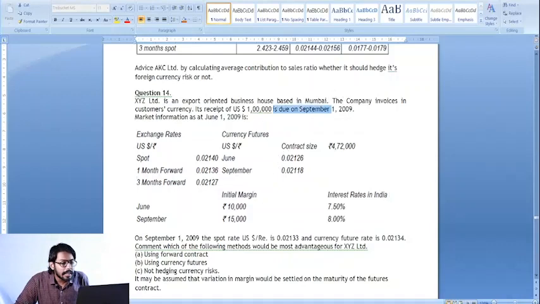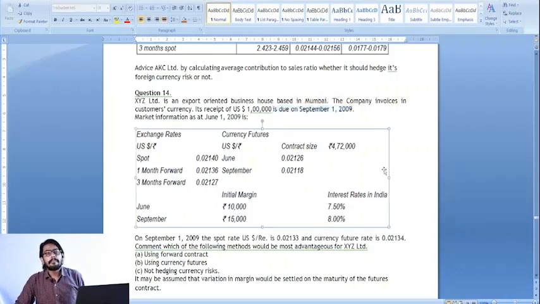Mind you, your due date is 1st September. So you have to hedge it till September. The most appropriate thing to use would be September futures. June futures will expire this month itself. That is no use. If your expiry happens way before or too much after the due date, your hedging is not perfect. Your expiry has to be at the due date itself, only then the hedging is perfect. So you have to go for September futures. The price of September futures, the futures expiring in September, on June 1st, 2009 is 0.02118.